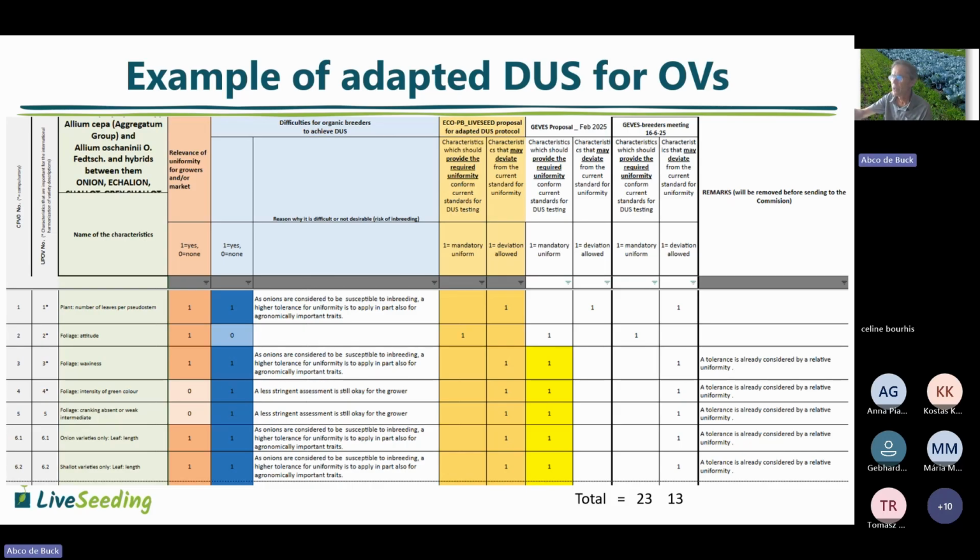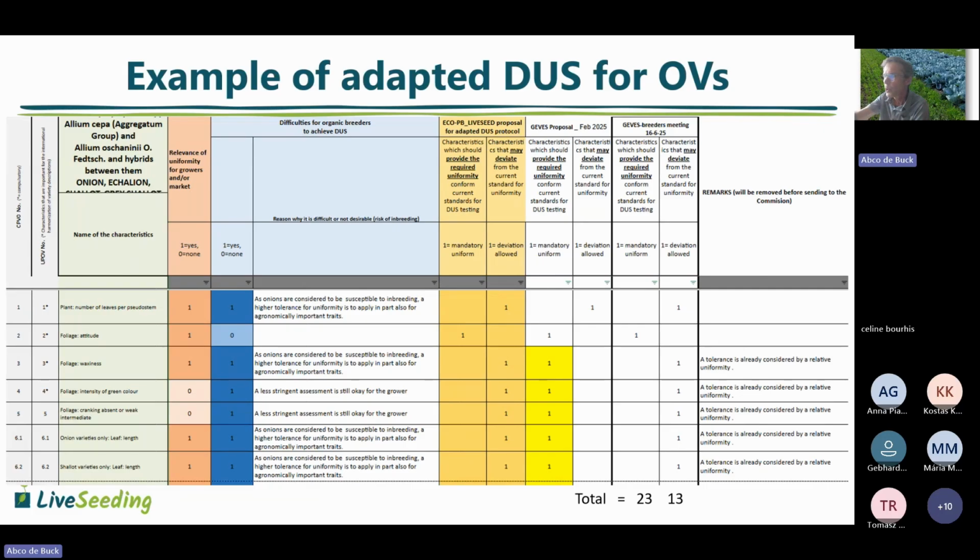On the other hand, we have a lot of criteria that are hard to reach but are important for the grower. Then we must see, is it necessary, is it possible to allow deviation for those as well? And then after discussion, it comes to mandatory uniform or deviation allowed.